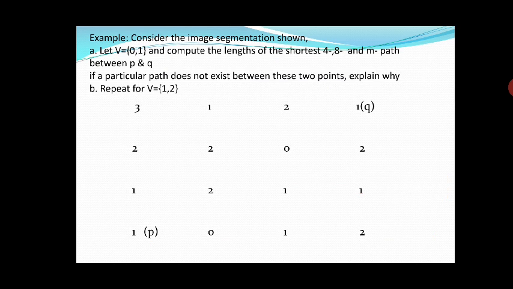Now in the first part, V will be given as 0 and 1. You need to find a 4, 8 and M path between P and Q. Means you need to connect the adjacent neighbor pixel, provided its value is from V. What will be the V? 0 and 1. Now you have to find a path from P to Q. P is given, Q is given here.